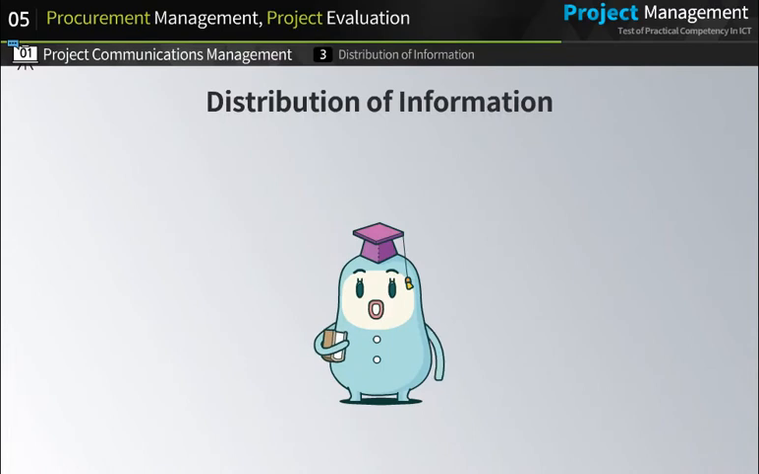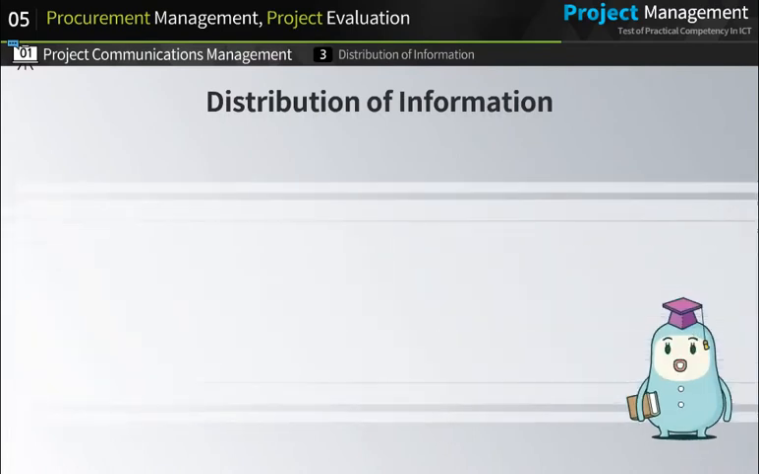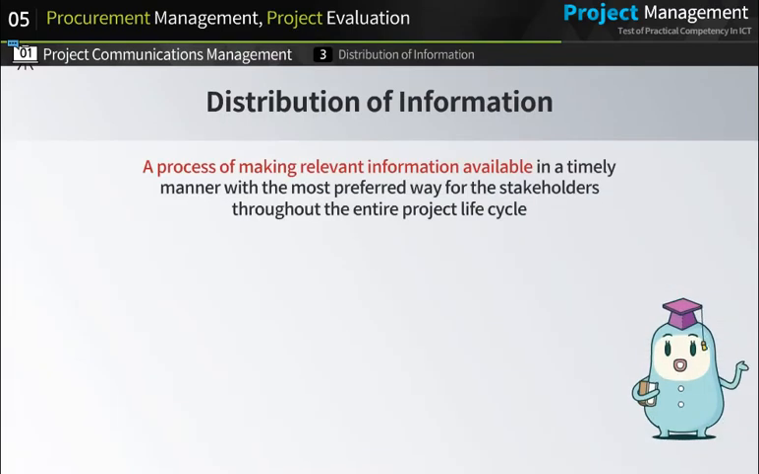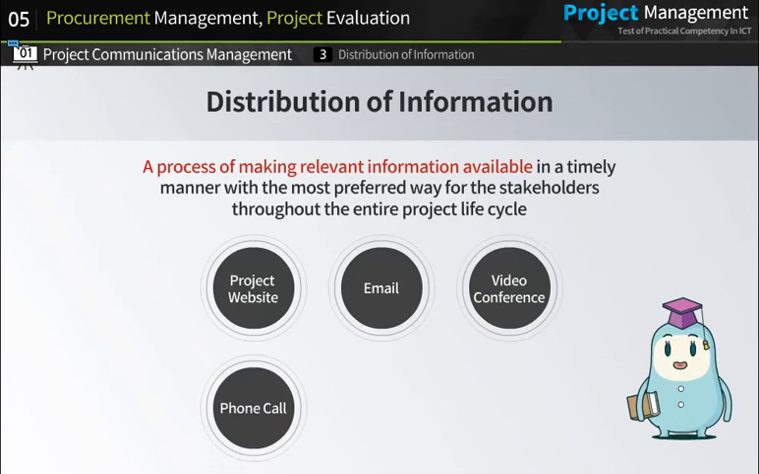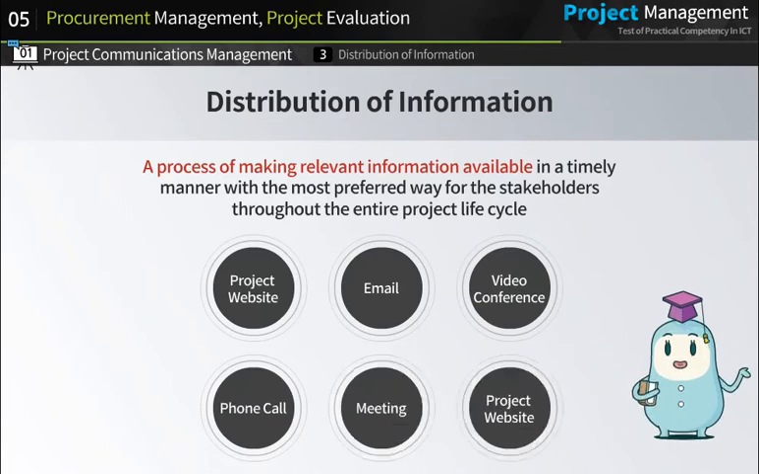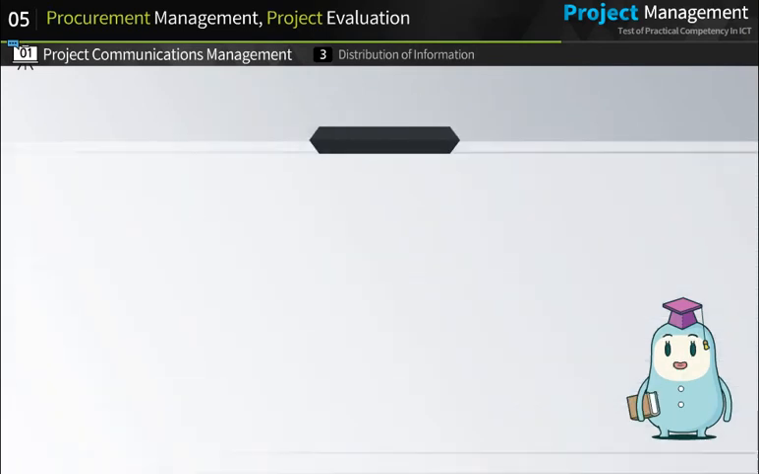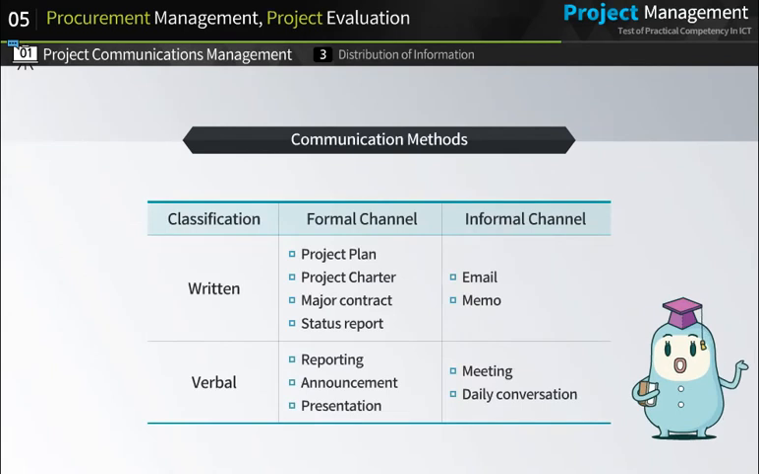Next is distribution of information. This is a process of making relevant information available in a timely manner, with the most preferred way for the stakeholders throughout the entire project life cycle. Distribution of information is conducted using different tools, such as document and report, email, video conference, phone call, meeting, and project website. The following table shows communication methods.